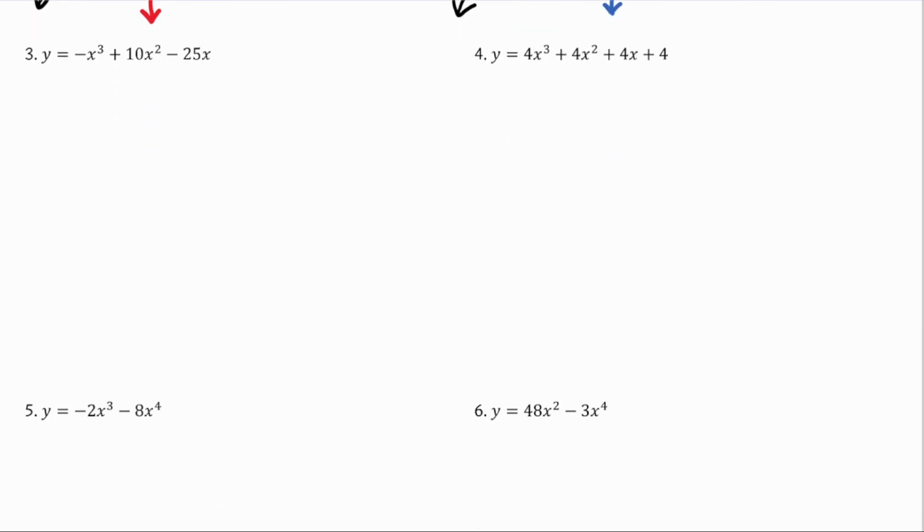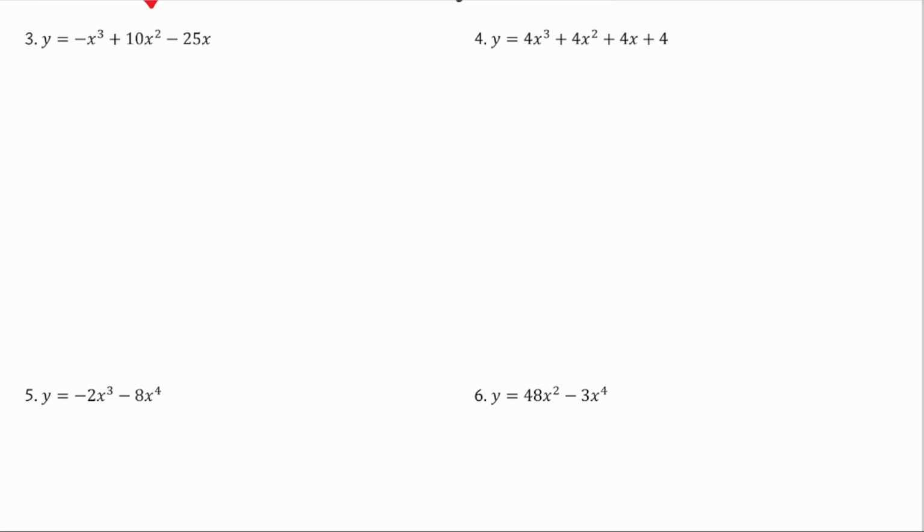Alright, here's two more. Oh, there's even more. Alright, so we're going to be factoring. I like to always start by factoring out the negative. But wait, maybe I could do a little more. I could factor out a negative and an x. So then I'd be left with x squared minus 10x plus 25. And this is something I'm going to be able to factor. That's going to be x minus 5 times x minus 5.